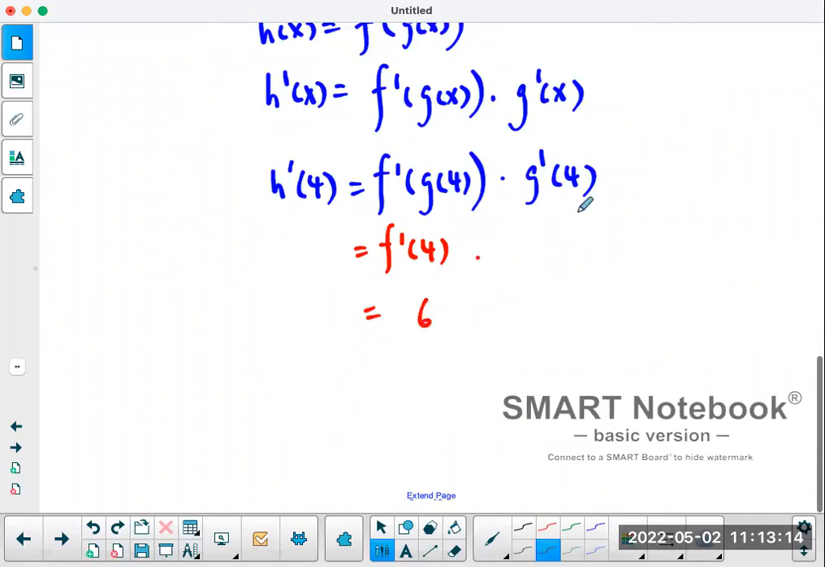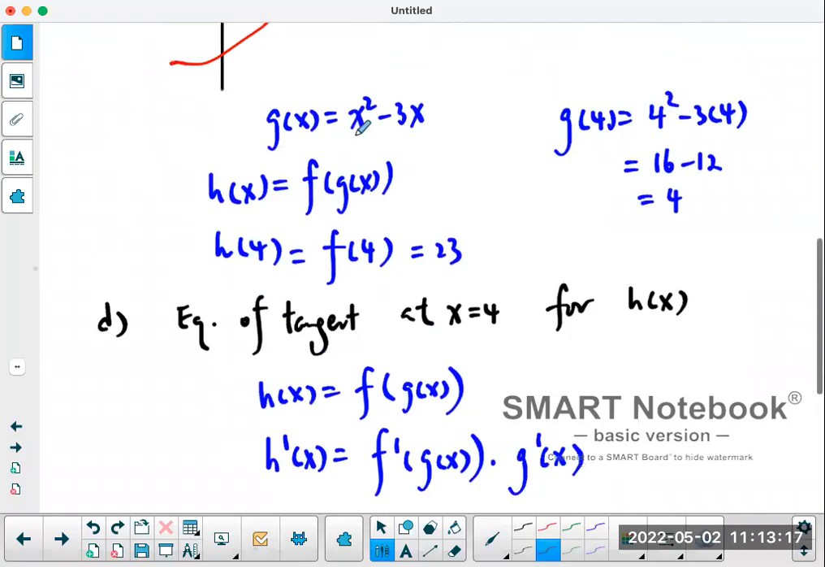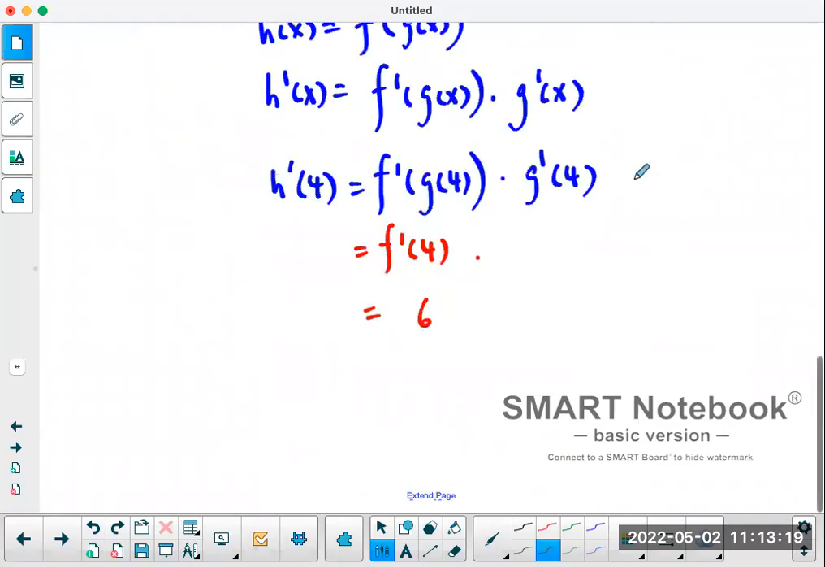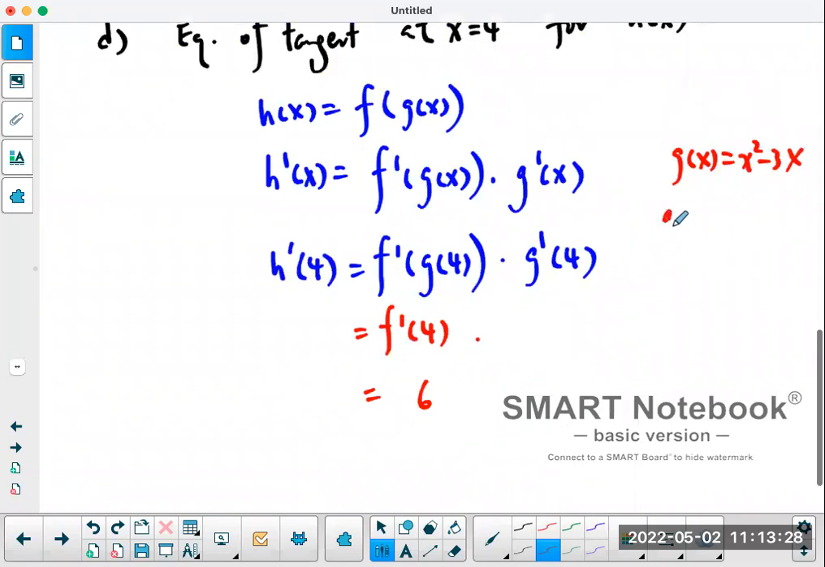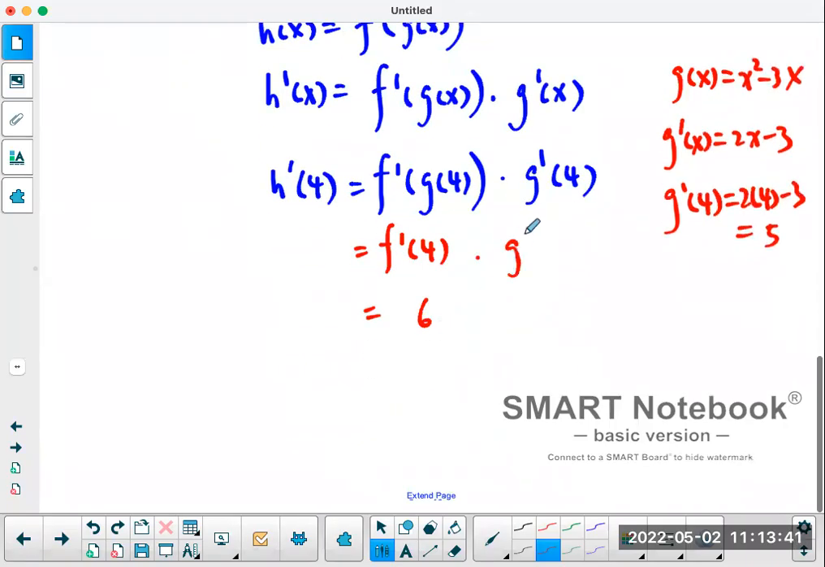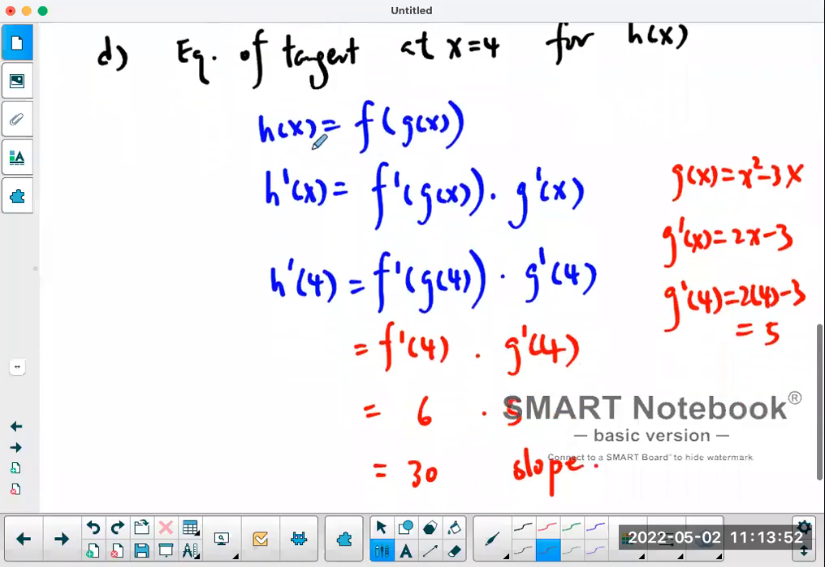What about g prime at 4? Well, do I have g? Yes, I actually have g. So if g is x squared minus 3x, what's g prime at x? g prime at x is the derivative of that, which is 2x minus 3. Well, what's g prime at 4? Well, you put 4 in there. That's 8 minus 3, which is 5. So this is 5. 6 times 5 is 30. This is the slope.